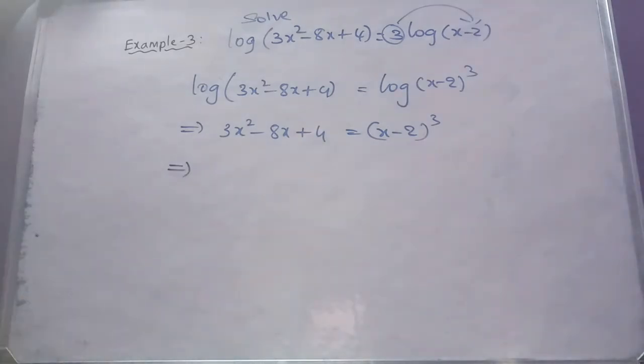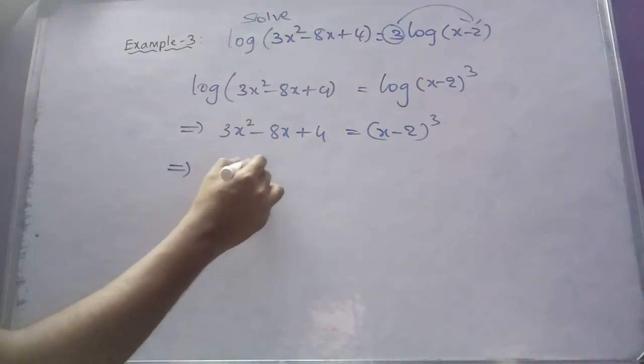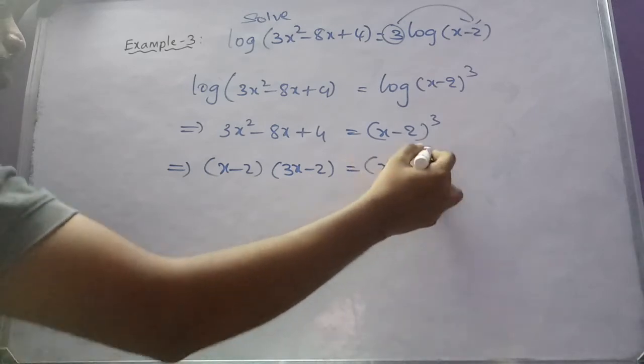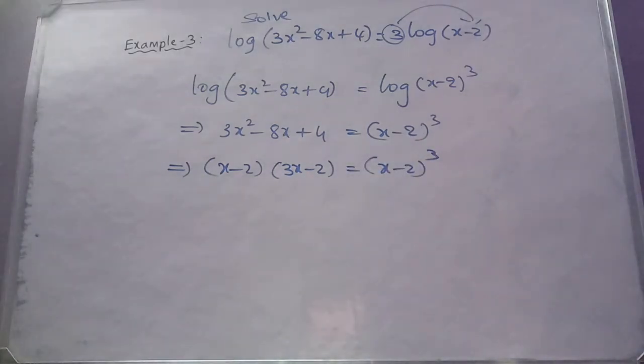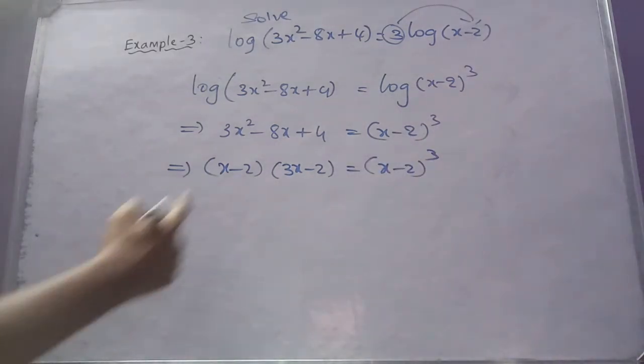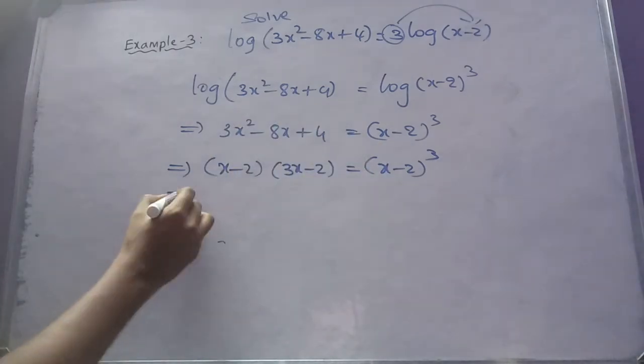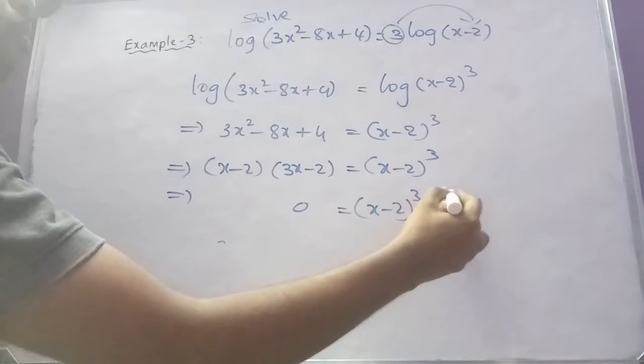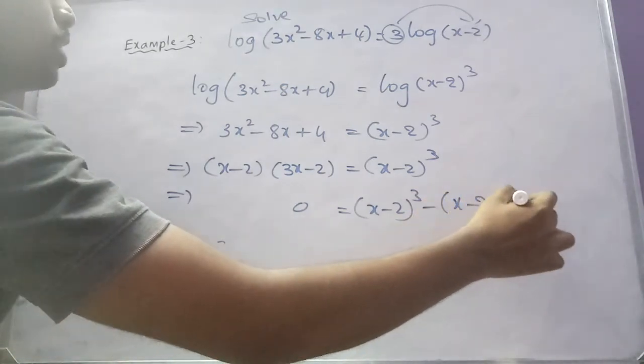If you factorize this quadratic polynomial, what do you get? Please factorize it. In case if you factorize it, you will get x minus 2 into 3x minus 2. You can check whether we are correct or not. You will get x minus 2 into 3x minus 2. So now take these two to the right side. You will get 0 is equal to x minus 2 whole cube minus of x minus 2 into 3x minus 2.